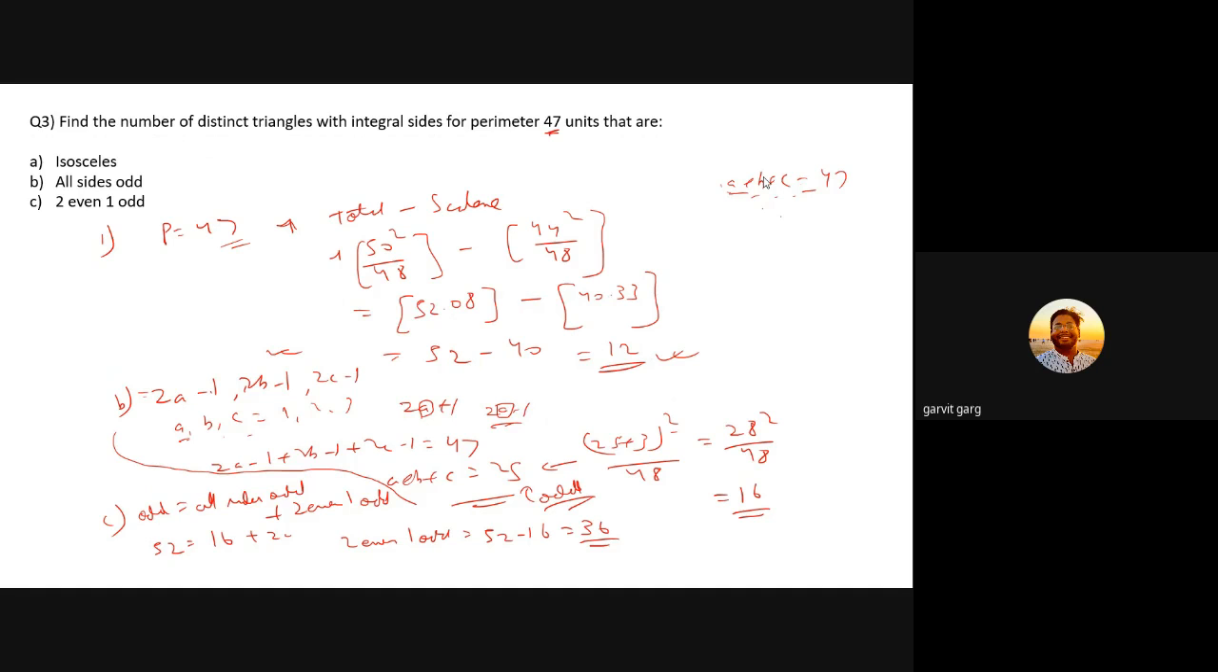So even if part B wasn't there in the question, even if it directly asked for two even, one odd, you would have to calculate the all sides odd case to reach this. But yeah, good question: why can't we take it that way?